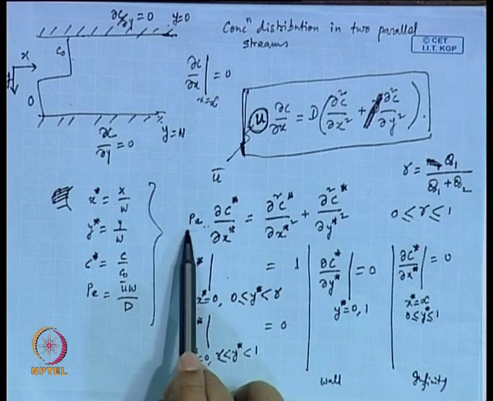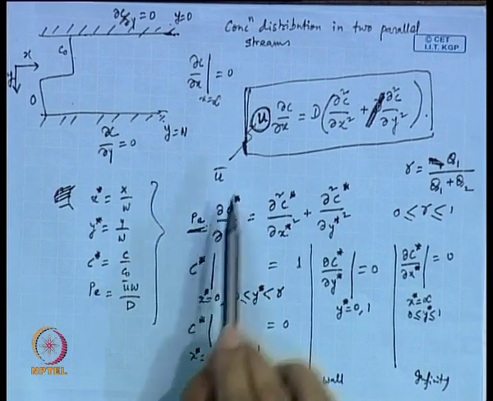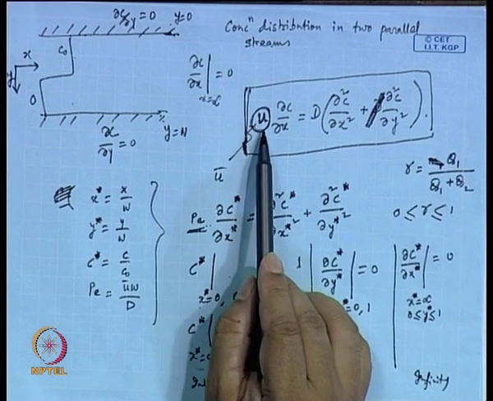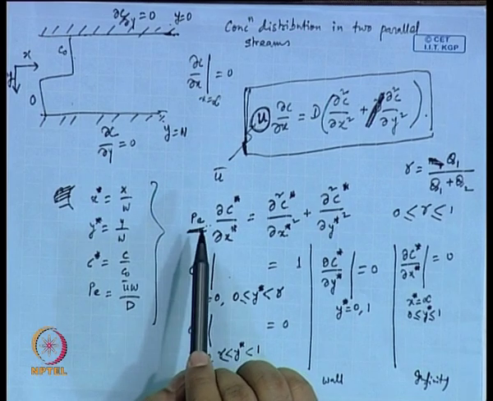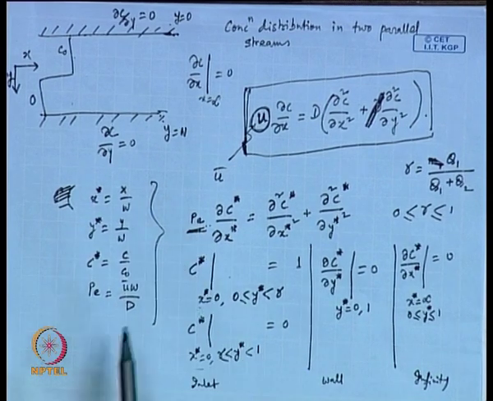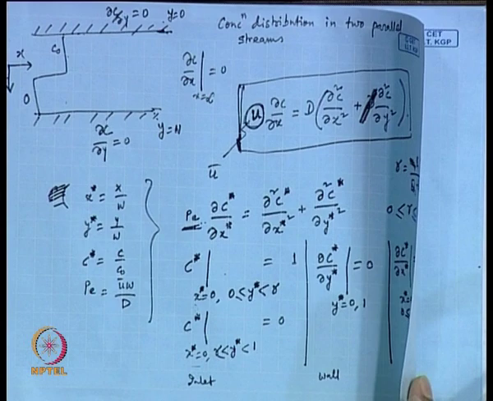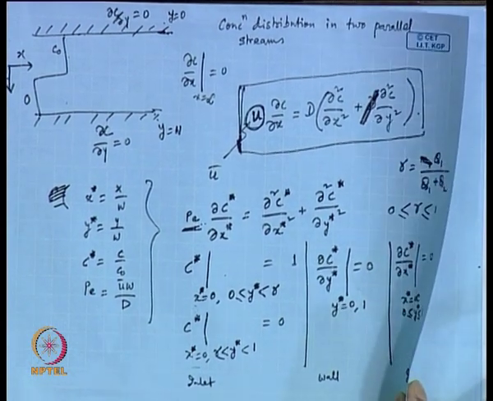Now, I wrote this as Peclet number on the basis that you are writing it as u bar. If you write it as u, then you cannot write it this way, because Peclet number is defined as u bar w by d. All right. So, this is what you have.